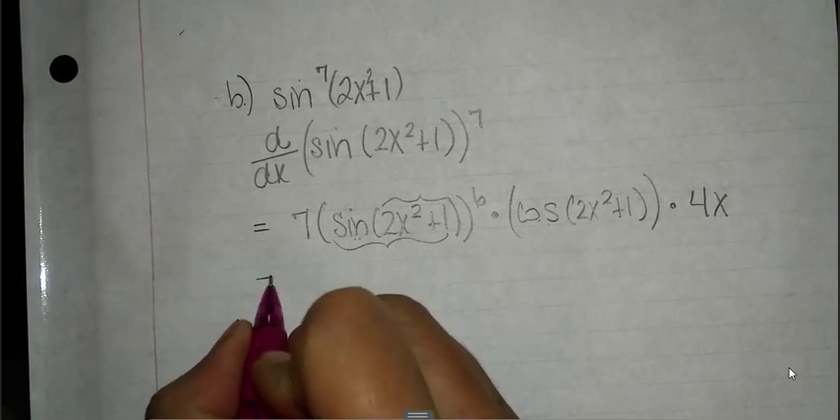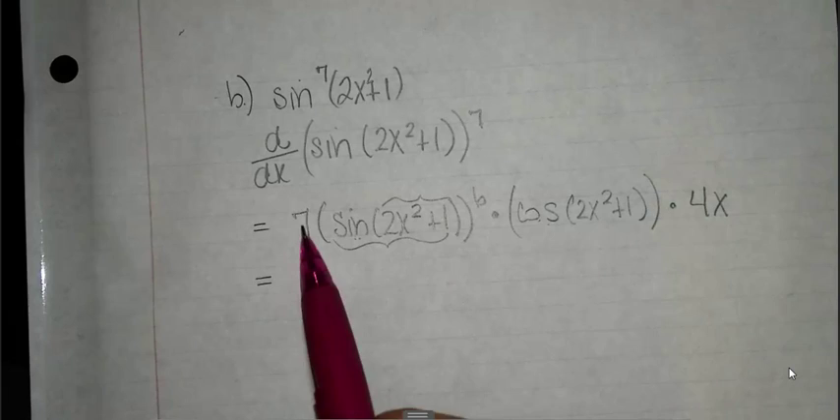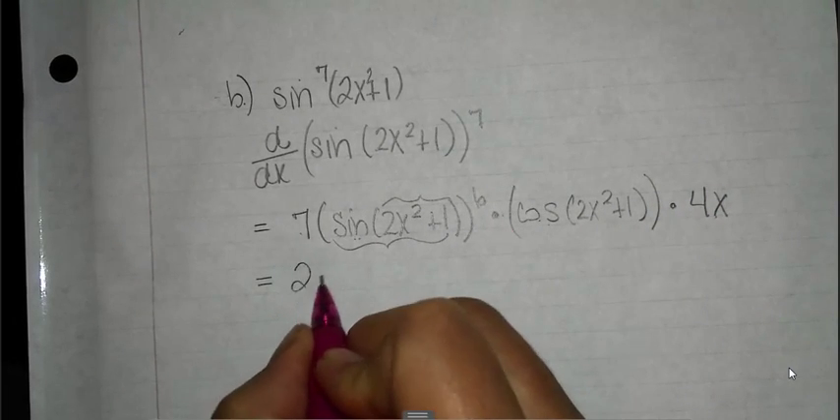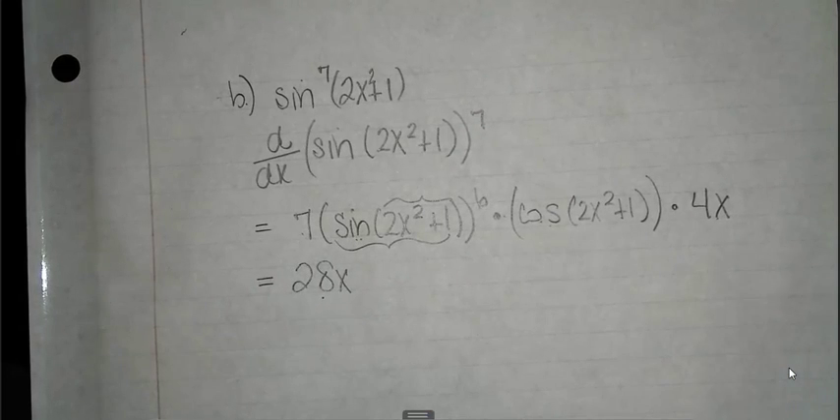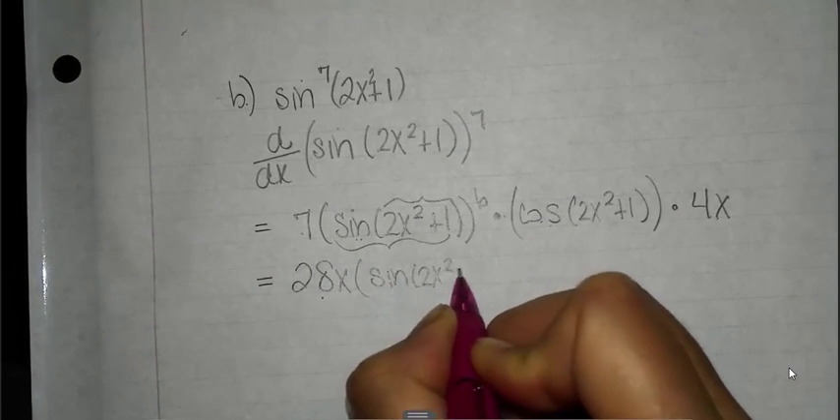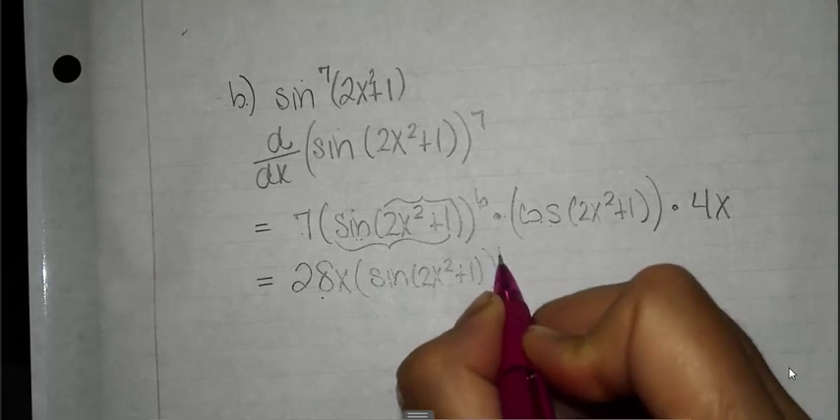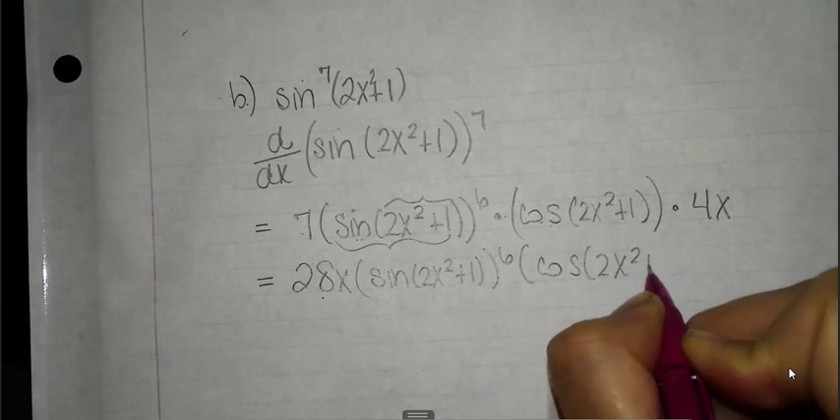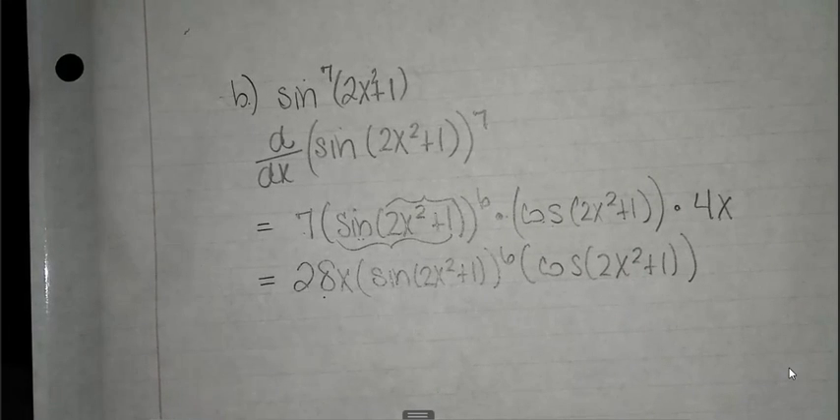All right, so let's think about what I got here. I have a 7 times a 1 times a 4x. So that's 28x times sine of 2x squared plus 1 to the 6th, times cosine of 2x squared plus 1. And there's my final answer.